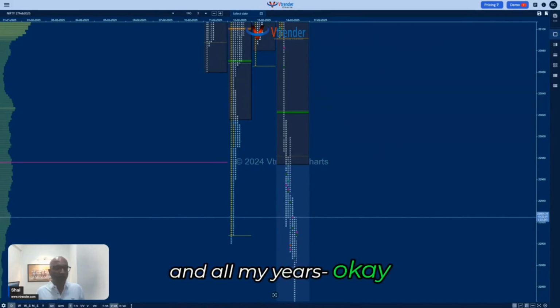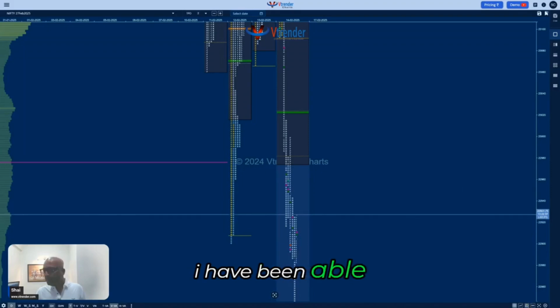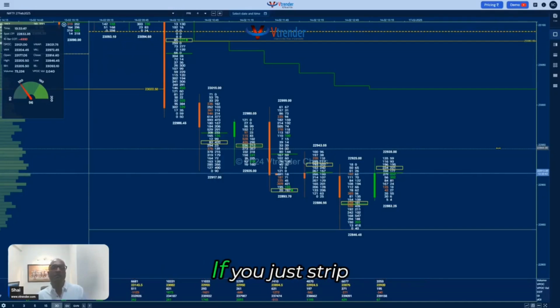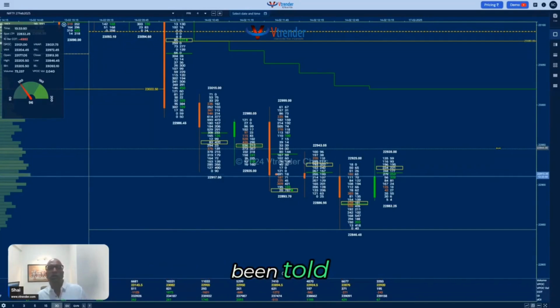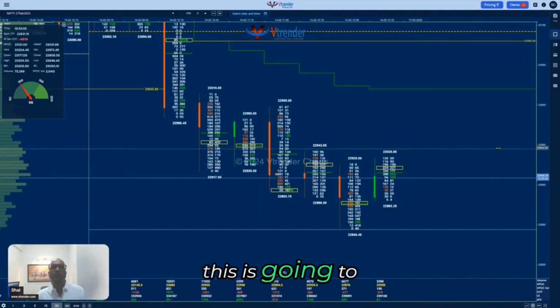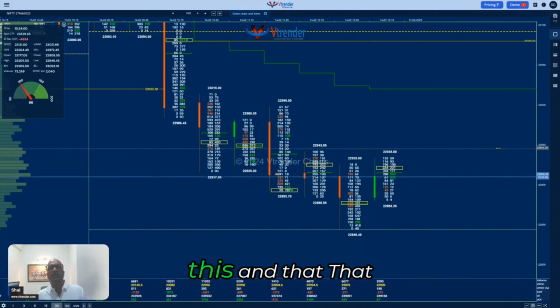And in all my years of trading, I have been able to do that only by what I call an order flow chart. There is somebody buying and there's somebody selling. Now, if you just strip yourself from all those things which you've been told, that there is a technical indicator and this indicator is important and this is going to predict the future, and if this goes to this level, the market bounces and this and that.